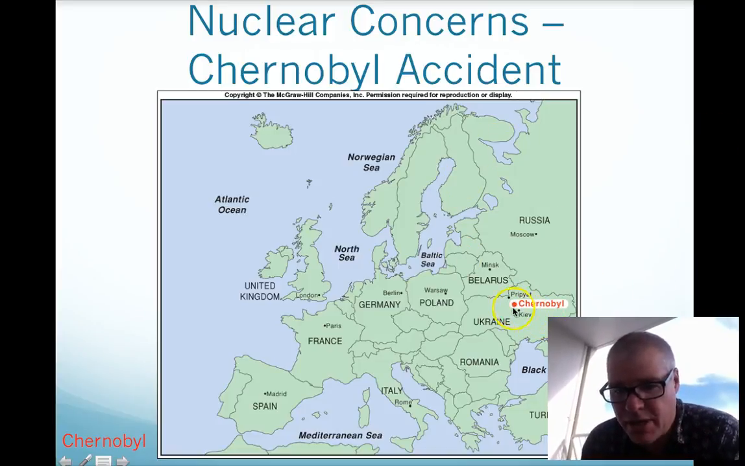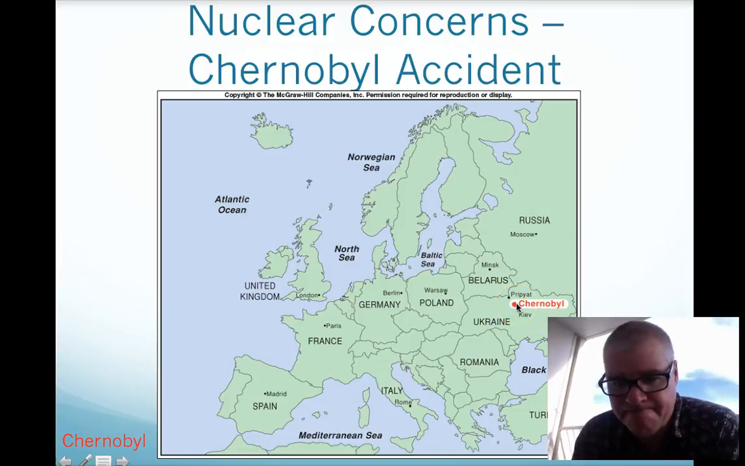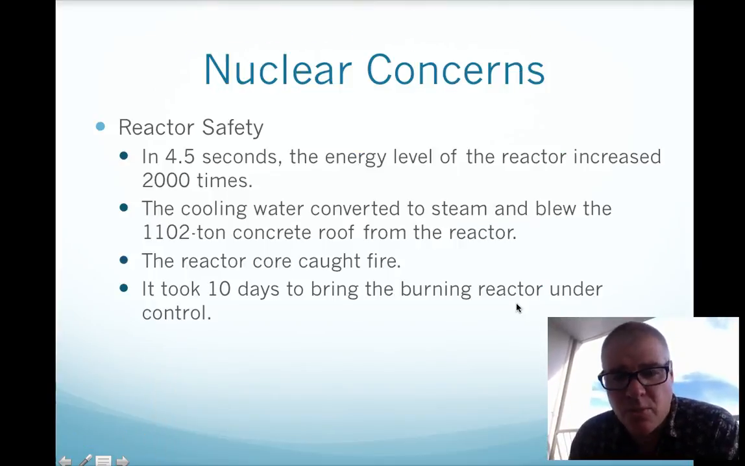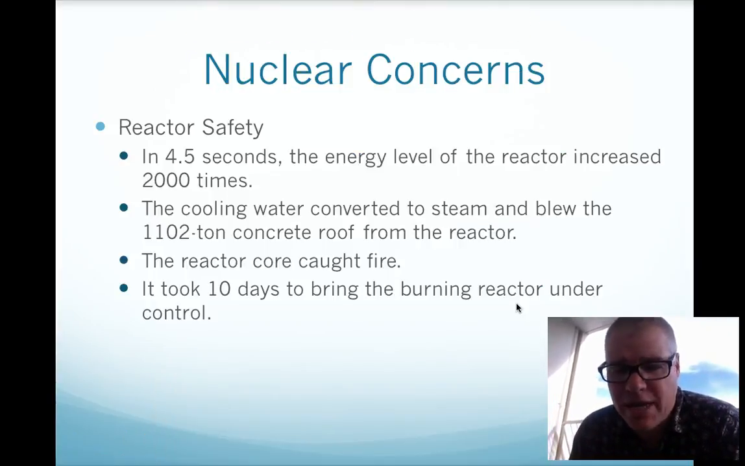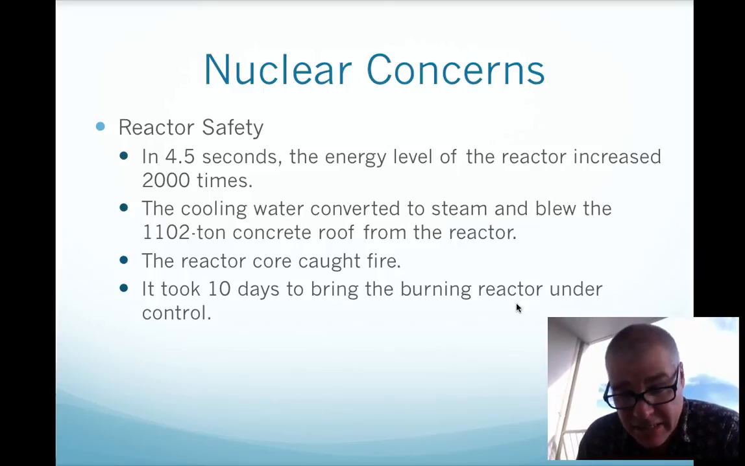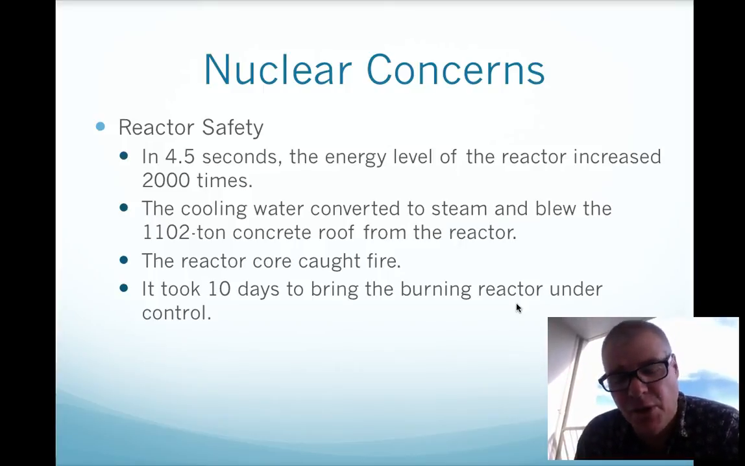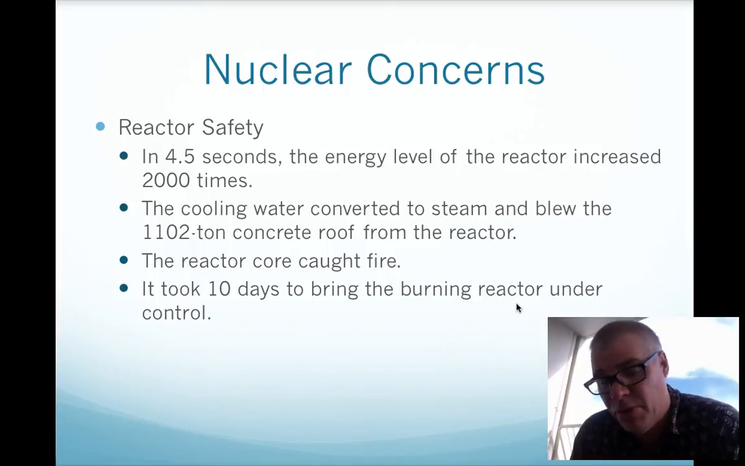And Chernobyl was located here in the Ukraine near Kiev. What happened with Chernobyl is that it was an accident that happened while they were doing a test on the system. And you'll see a video that gets into some of this. But basically, within 5 seconds, the energy level of the reactor increased 2,000 times, and the core caught fire and blew up the whole reactor.